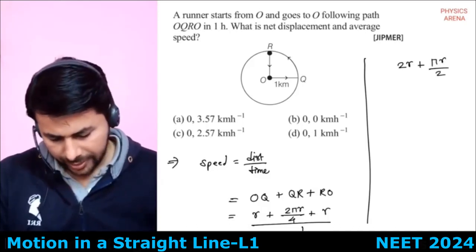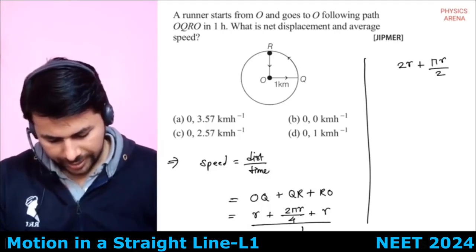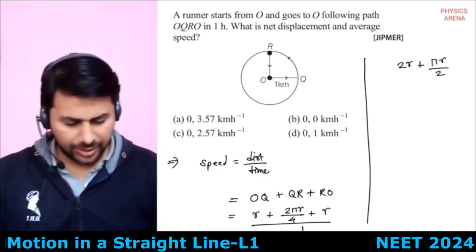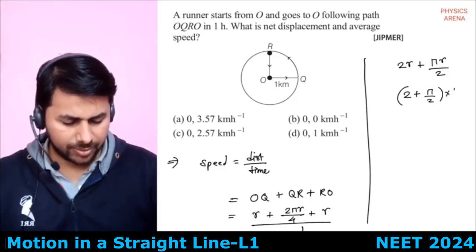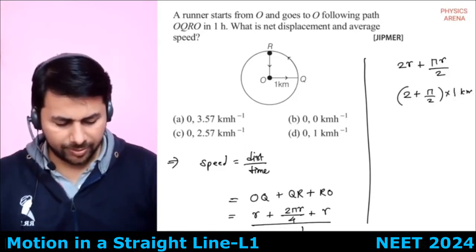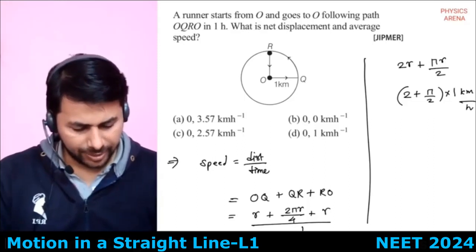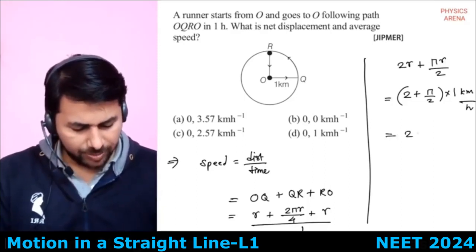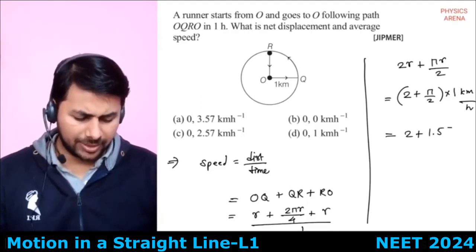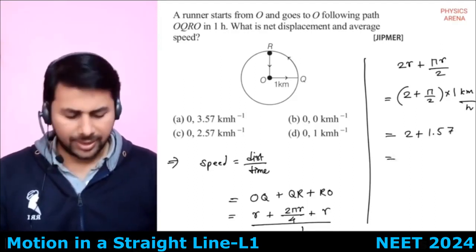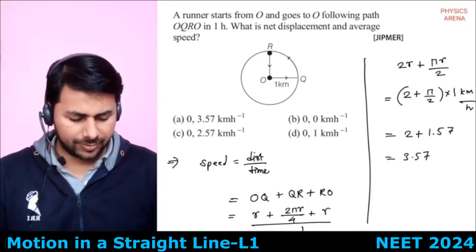Okay. So then how much is the radius? It's 1 kilometer. So you can take r common. It is 2 plus pi by 2 multiplied by 1 kilometer per hour. Okay. So 2 plus pi is 3.14 divided by 2 is 1.57. So right, it is 3.57. This is the answer.